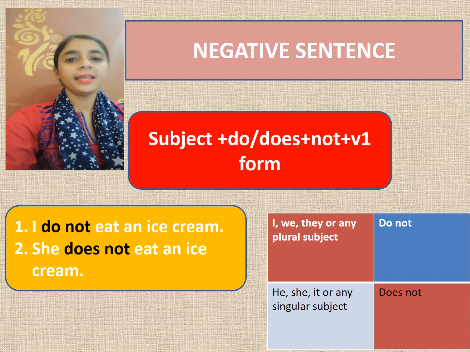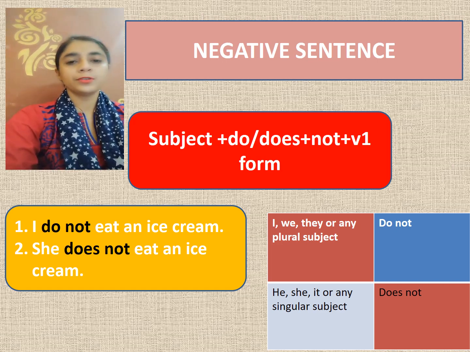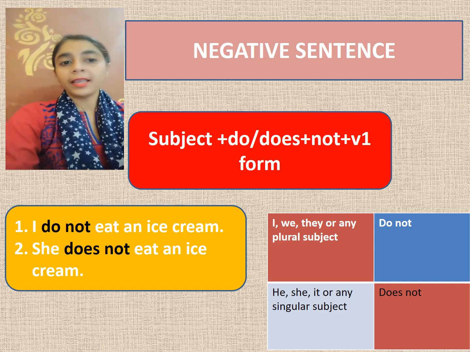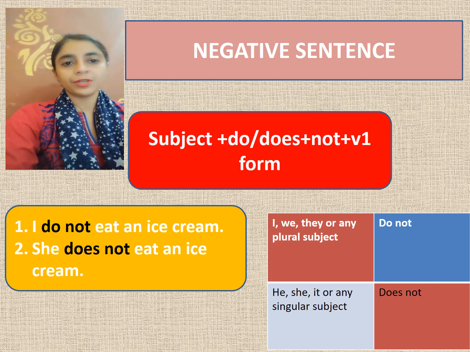Children, to make negative sentence, we add no and not to a sentence. Rules to frame negative sentence is subject is followed by do or does plus not, that is a negative word, and verb's first form. Like for examples, I do not eat an ice cream. She does not eat an ice cream. Children, with I, we, they or any plural subject, we add do not as a negative word, and with he, she, it or any singular subject, we add does not to the sentence.